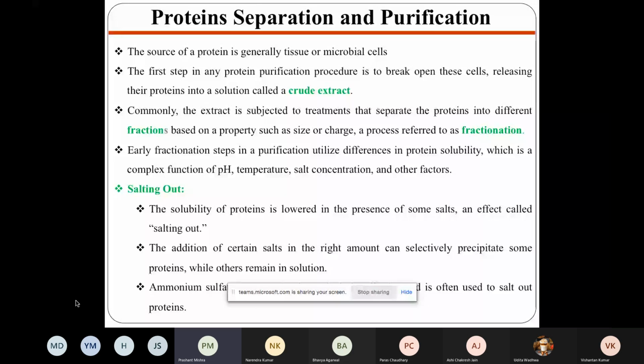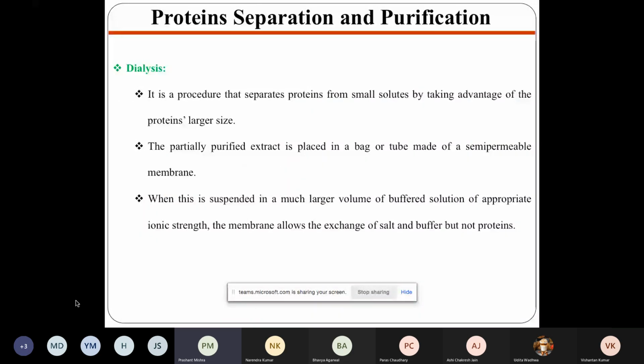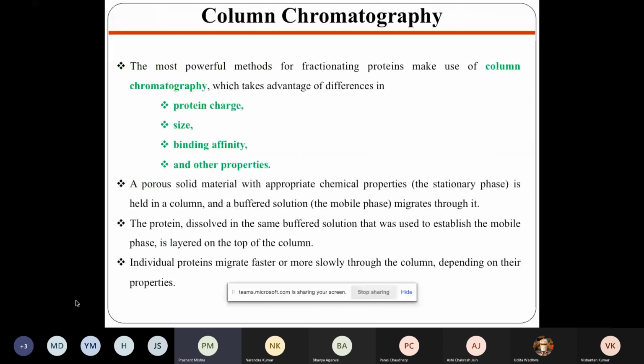Then you fractionate. Fractionation is done by using different methods, and one of the most common methods is salting out. And then we talked about dialysis, the need to remove the salt from the solution. And then we talked about column chromatography. In column chromatography, we talked about how we can vary the protein charge, and based on the protein charge, you can separate the protein molecules.